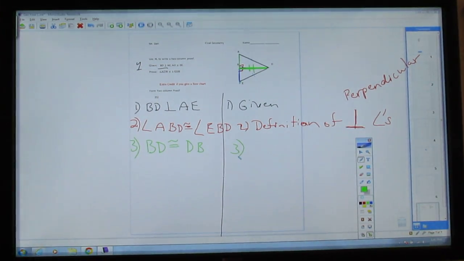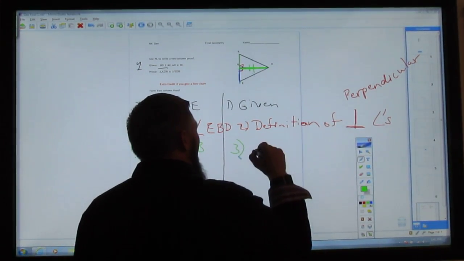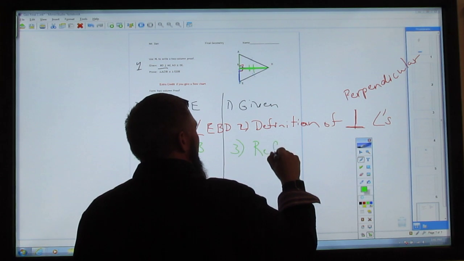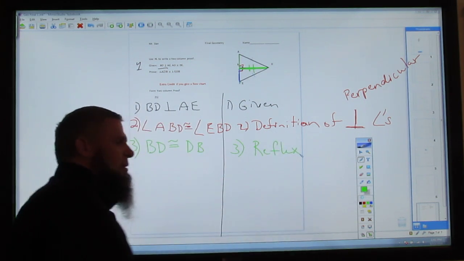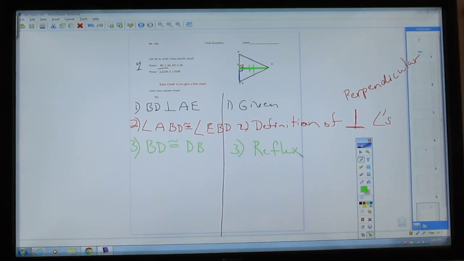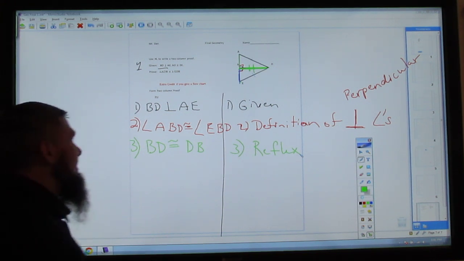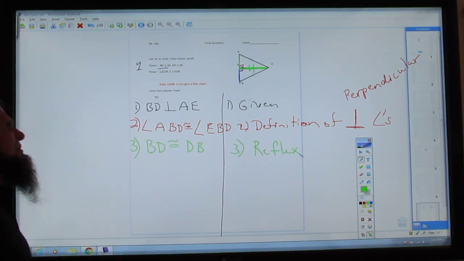Reflective property, right? We call it the reflexive property. Reflexive. How do I do it? Reflexive property. That's right. Reflexive property. I appreciate you saying reflective. Woo! It's getting late in the day. All right. So what else do I know?